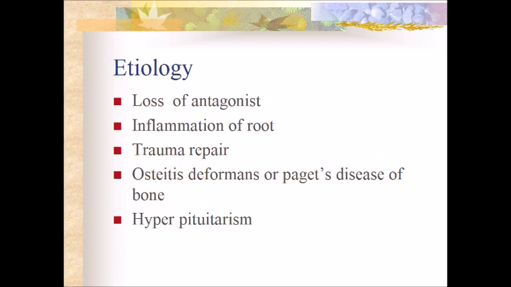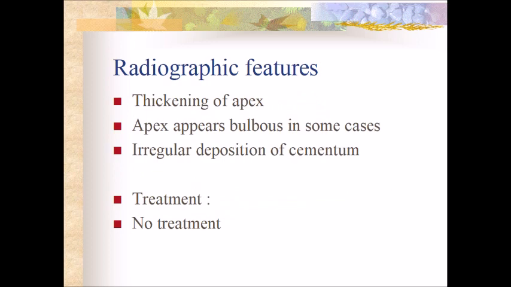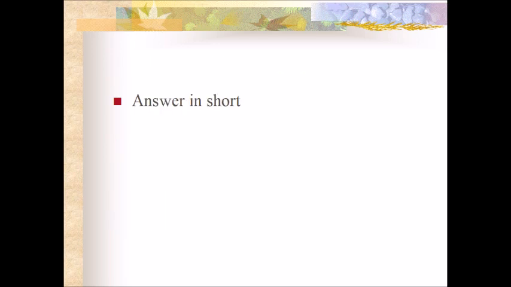Etiology: loss of antagonist teeth, inflammation of root, trauma, repair, osteitis deformans of Paget disease of bone, and hyperpituitarism. Clinical feature: predominantly seen in adults. Permanent teeth are affected more commonly than deciduous. Fusion of roots will be there. Roots are larger in diameter and present rounded apices. Radiographic feature: thickening of apex. The apex appears bulbous in some cases, with irregular deposition of cementum, and there is no need of any treatment.